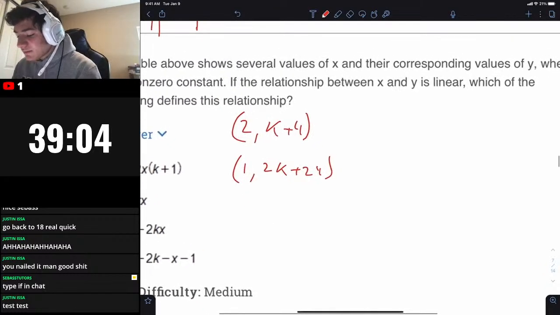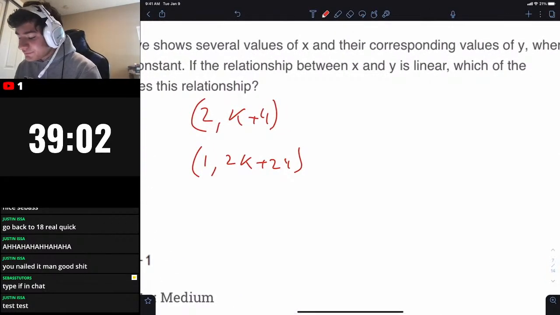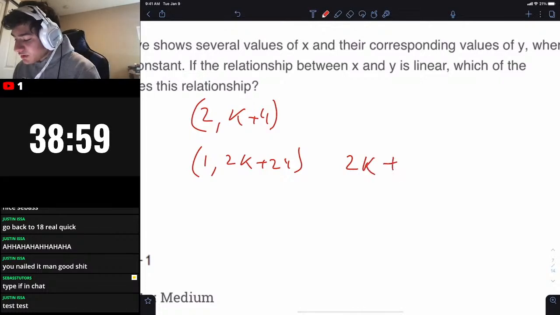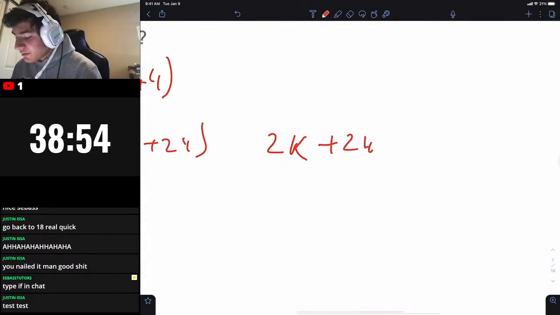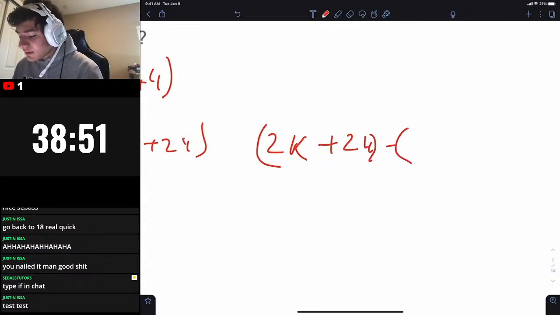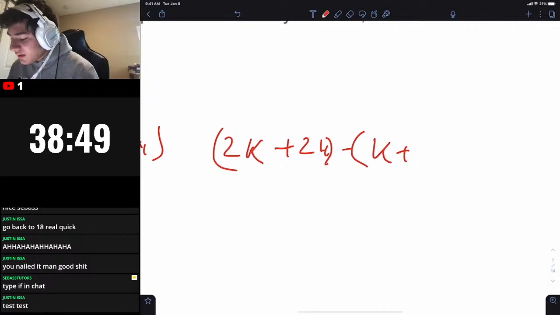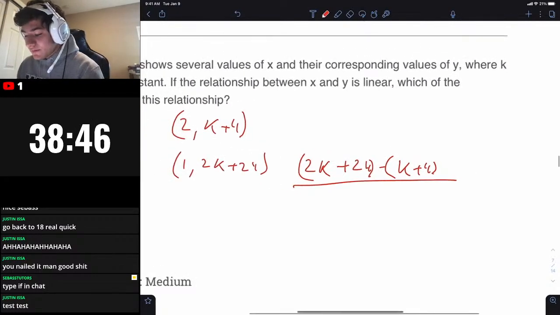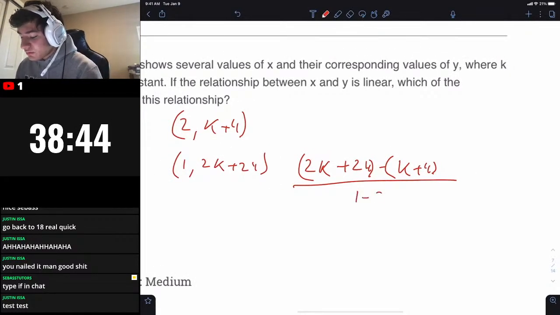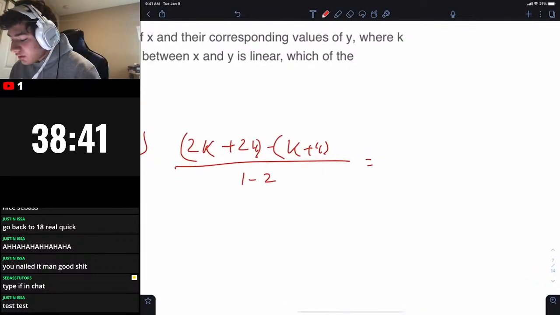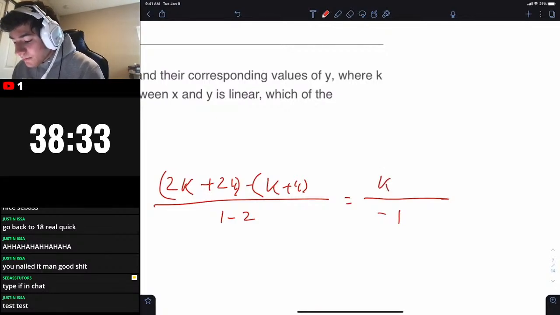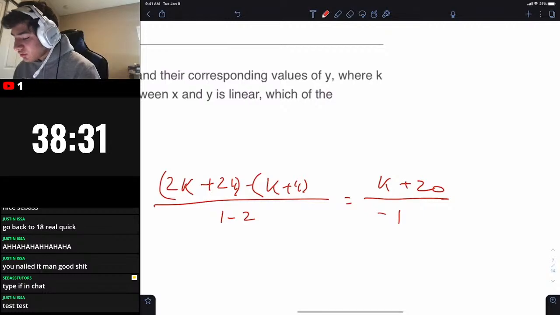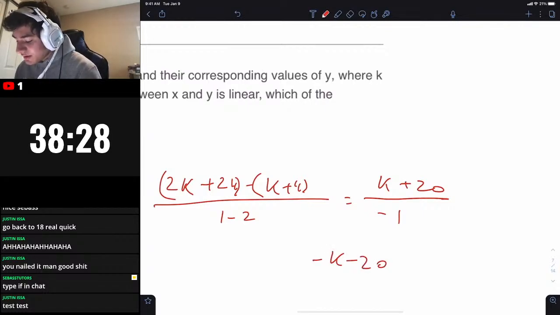I don't know because the table's a little weird. Anyway, so y2 minus y1. So 2k plus 24. Oh, was it plus 24 or minus 24? Oh, it was plus. 2k plus 24 minus k plus 4. Yeah, this is just weird, sorry. And then over 1 minus 2, which is negative 1. So I'm going to make a fraction, negative 1 on bottom, and then 2k minus k is k, and 24 minus 4 is 20. So negative k minus 20 is the slope.